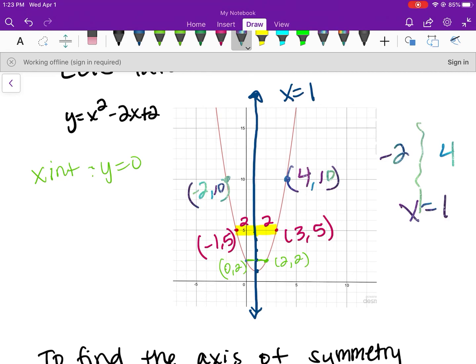Again, if you know the x-intercepts, you can find the axis of symmetry even if you don't know what the equation is or you don't see the graph. You just have to find the halfway mark.